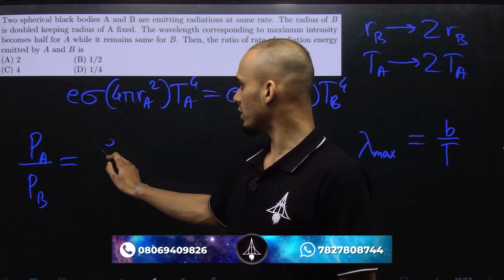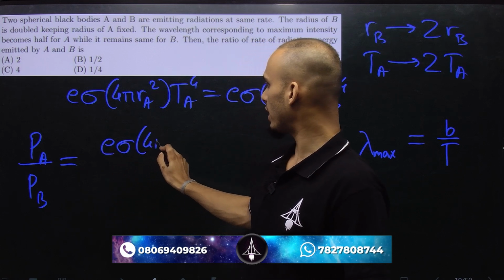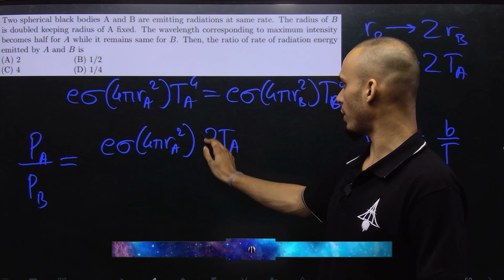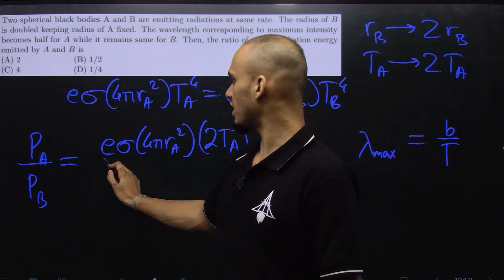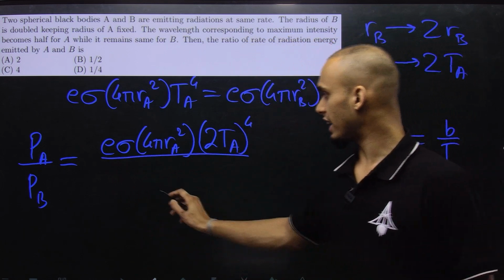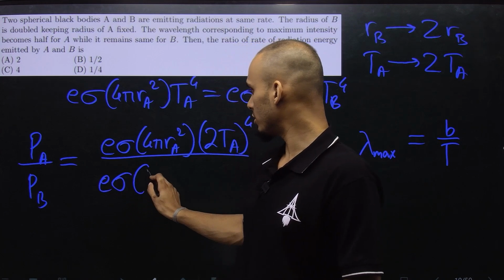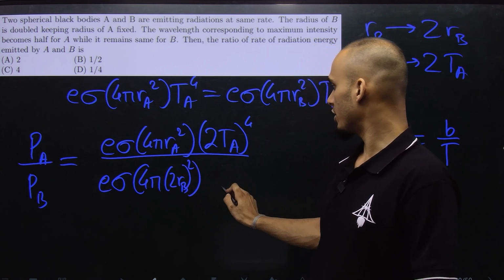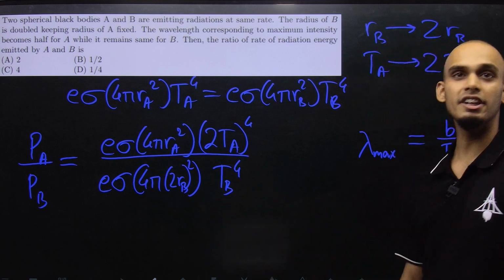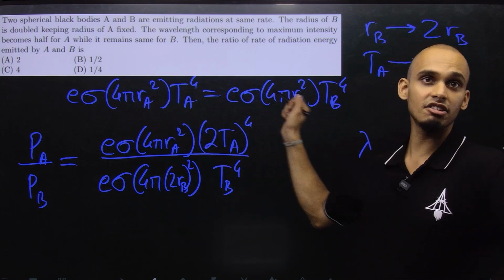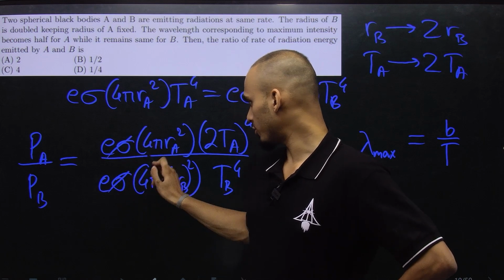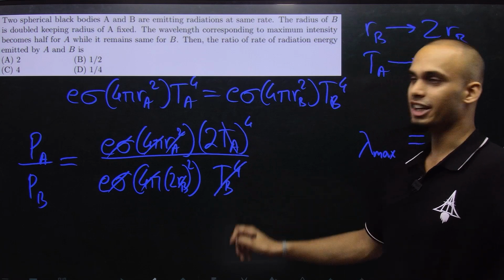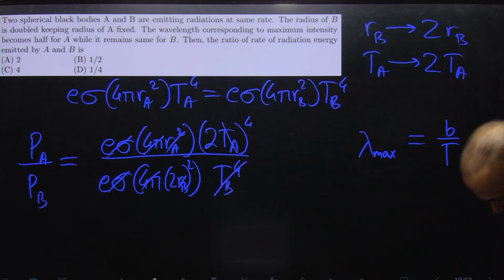It will be equal to E into sigma into 4 pi R_A square into twice of T_A raised to power 4. And since the radius of B has been doubled, we can write the surface area as E into sigma into 4 pi twice of R_B square into T_B to the power 4. We know that initially their rates were equal, so E sigma 4 pi R_A square cancels with R_B square, and T_B to the power 4 cancels with T_A to the power 4. Initial rates are equal. We can now apply that fact.